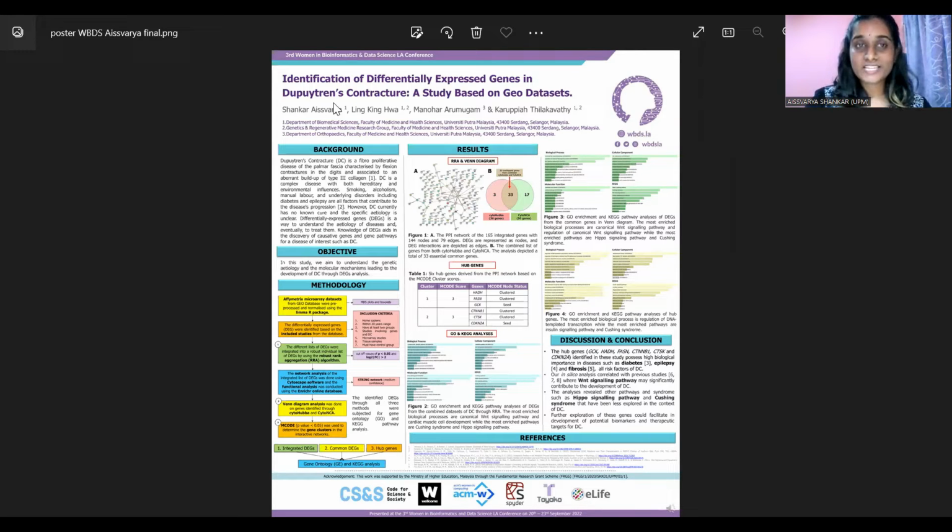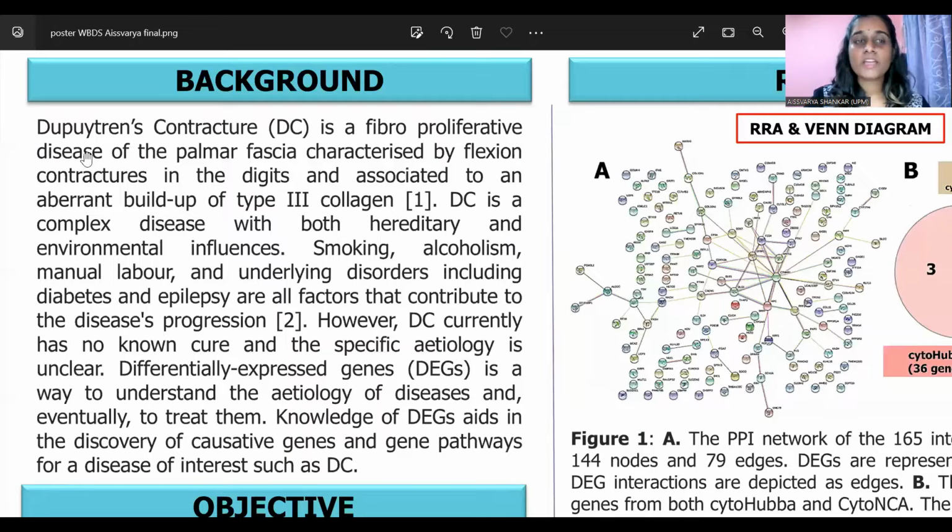Today I will be presenting on my research entitled Identification of Differentially Expressed Genes in Dupuytren's Contracture, a study based on GEO datasets. Dupuytren's contracture, or DC, is a fibroproliferative disease of the palmar fascia characterized by flexion contractures in the digits and associated with an aberrant buildup of type 3 collagen.